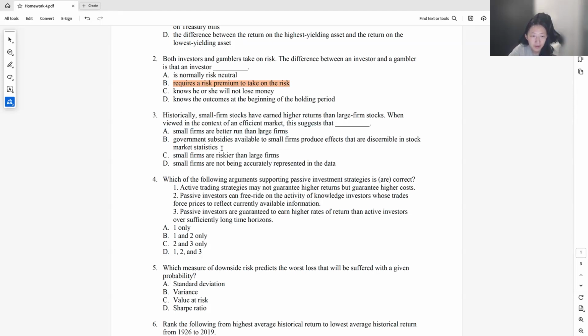The second one: government subsidies available to small firms produce effects that are discernible in stock market statistics. That is not true.